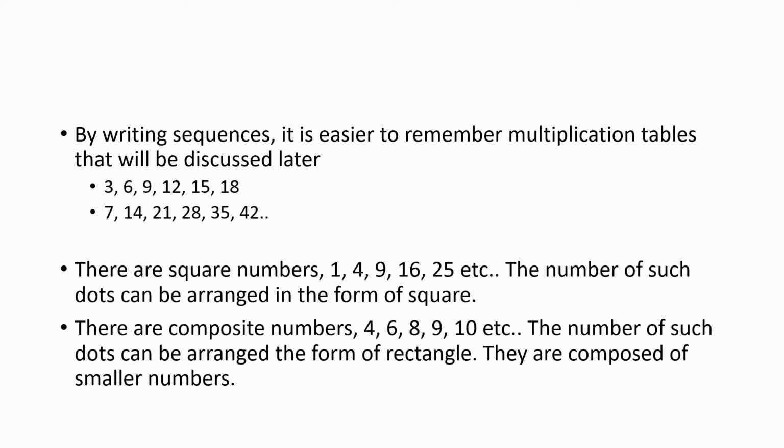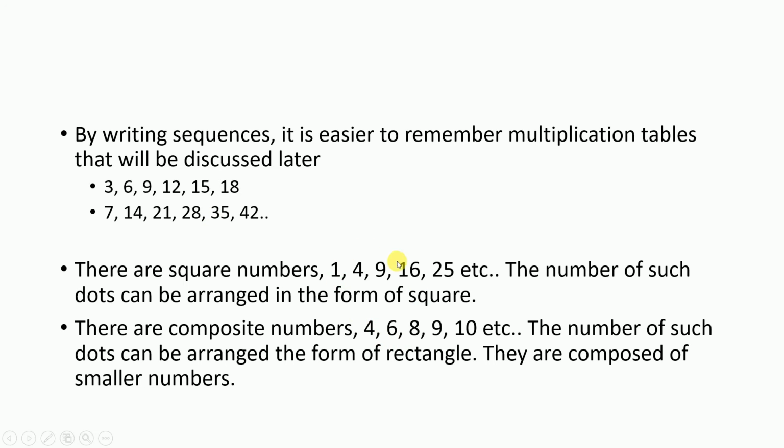Like 3 into 2, 6, 3 into 3, 9, 3 into 4, 12. That means you add 3 to itself 4 times, you get 12. Then you add 3, you get 15. That means 3 5s are 15. Then this number sequence represents the multiplication table for number 7.